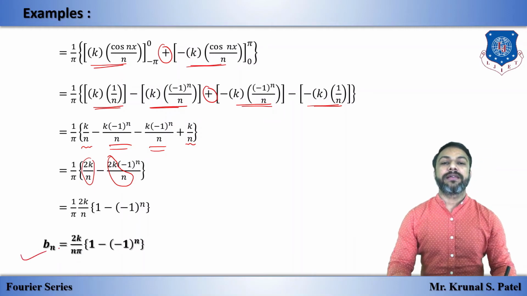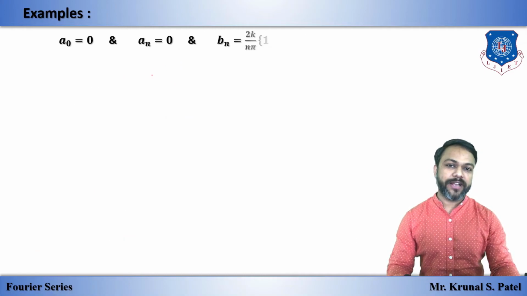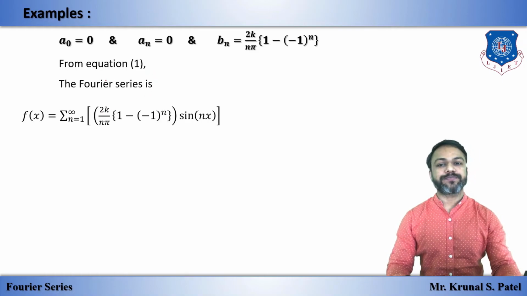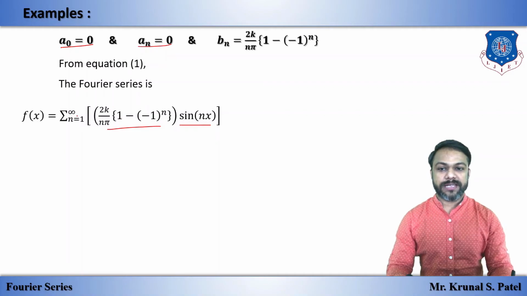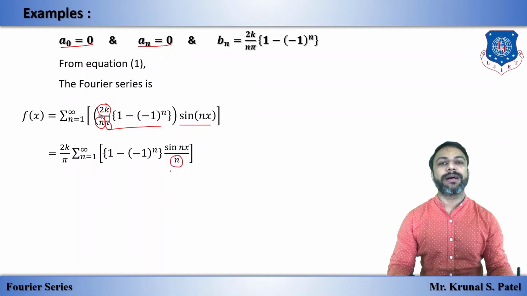After getting bn, we have the values of a0, an and bn. We will put all these values in equation number 1. The Fourier series has a0 equal to 0, so that term should not be written here, and an is also 0, so the an cos nx term is also 0, and bn is here into sin nx. Now, as we discussed previously, we take the sigma outside the terms other than n, so 2k by pi outside, and sigma of this, with n dividing sin nx.